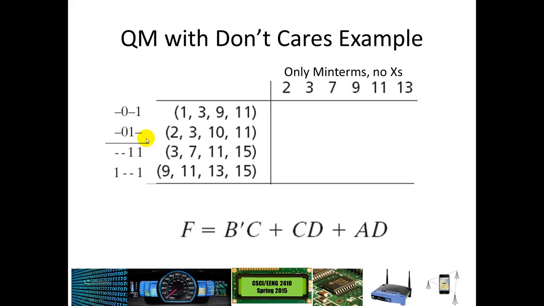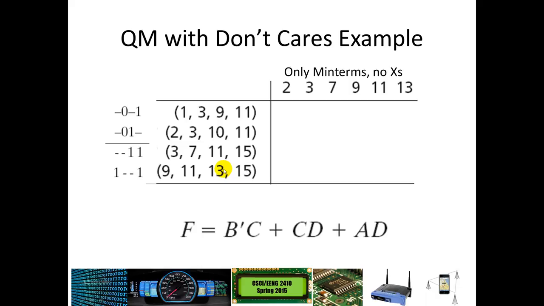CD, you'll notice that you get coverage for 11 from several other terms. You don't need coverage for 15, but this is the only term that covers 7, so that's going to be an essential prime implicant. And then you'll notice down here in terms of AD, 9 can be covered by a couple different things. 11 is in fact covered by all of them, but this is the only prime implicant we have that gives us coverage for 13, so that's also essential.